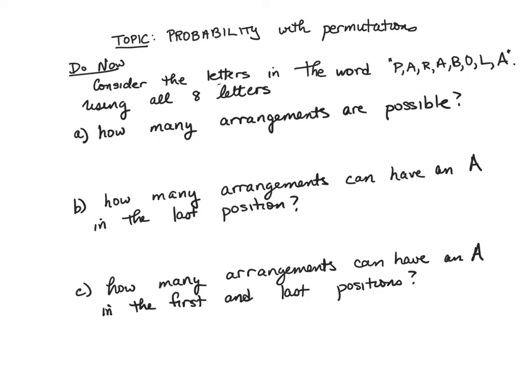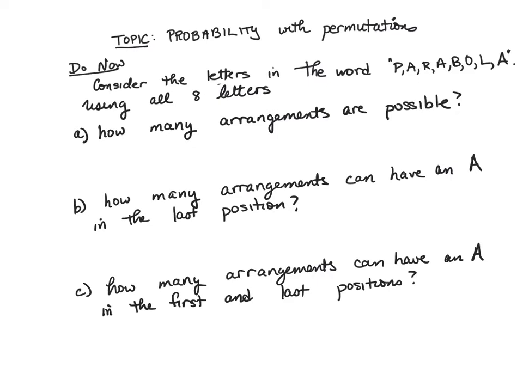Today we're going to talk about probability with permutations. We began to talk about this in the last lesson informally, but today we will put more focus on it. So let's just review permutations. Suppose we consider the letters in the word parabola. There are 8 letters. Using all 8 letters, how many arrangements are possible?